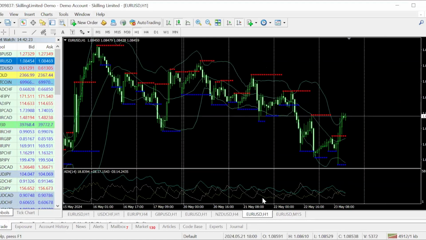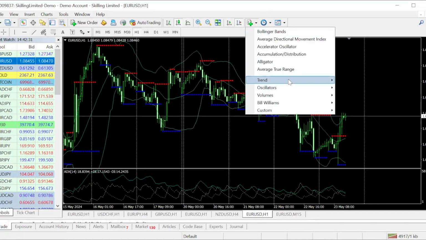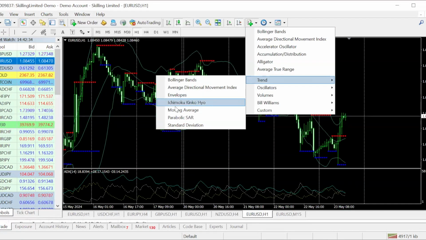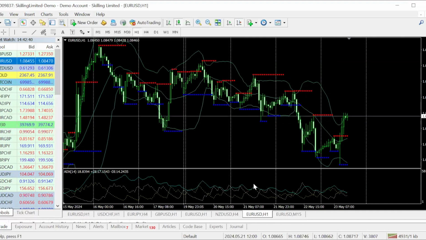This is the ADX. The ADX is an indicator, for information if you are new, that you can find from here under trend. You see the average directional movement index here. So that's what brings this out. Then you can decide to bring in RSI or Bollinger Bands into this. I can decide to remove Bollinger Bands, but let's use these two as they are for now.